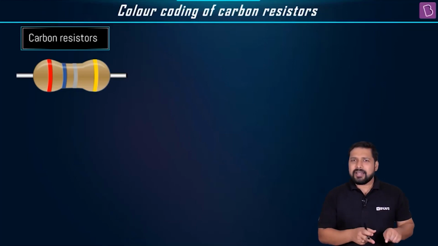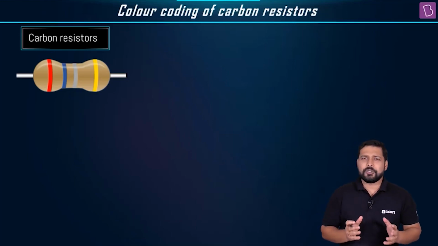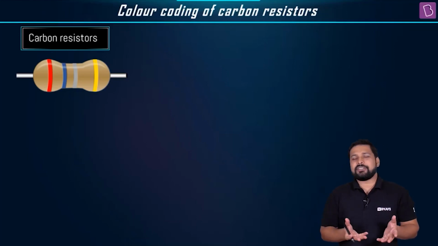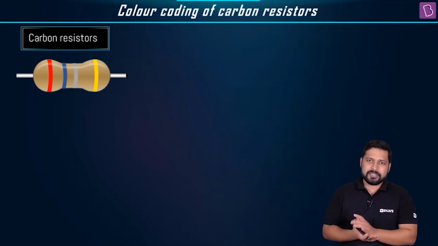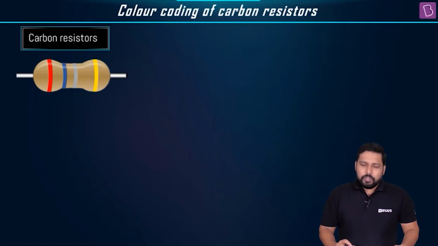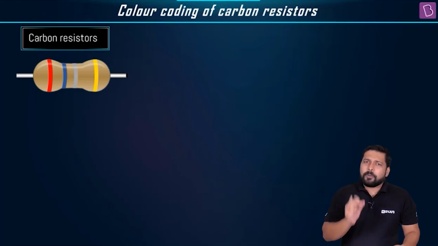As you can see in the diagram, this is how the carbon resistors look. And I'm assuming that probably you must have seen one such resistor at least in your physics lab. If not, not a problem. Whenever you get a chance, just try to have a look, or you can also browse it on the internet to see how it actually looks. Not a problem. So if you look at this, the size is very compact.